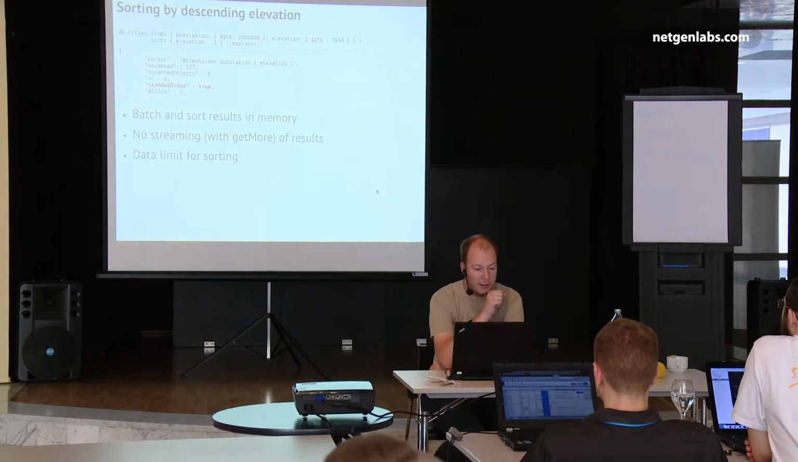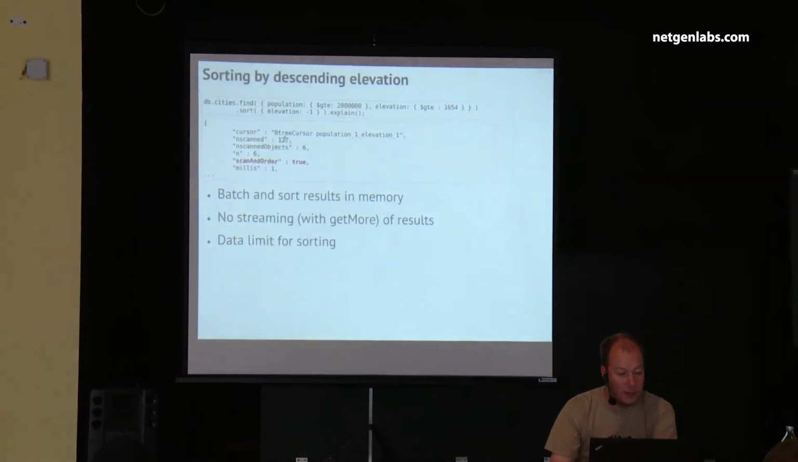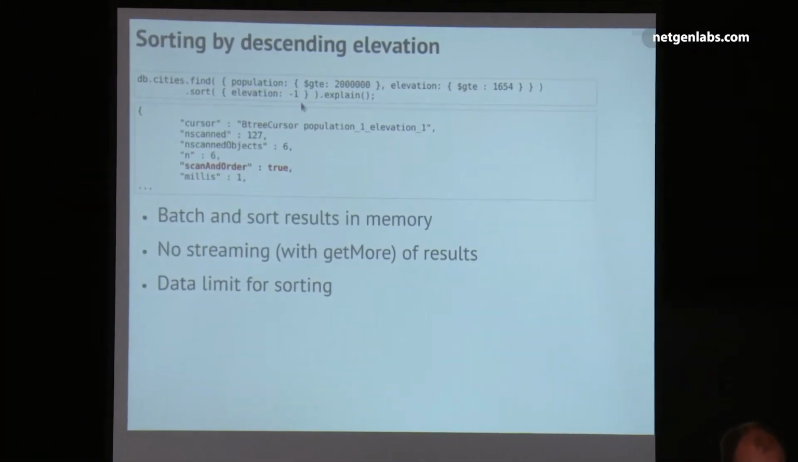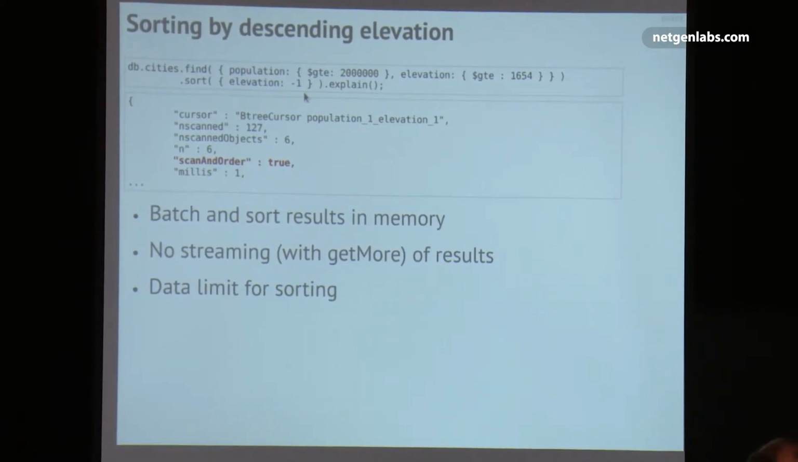All right, another thing I'll look at is sorting in the other direction. I've already mentioned that the compound key was population ascending and elevation ascending as well. But what if we want to sort elevation descending, which we're doing here? So you see that the same index is still used. Nscan is now 127. I guess I did that with a slightly older variant of the collection.